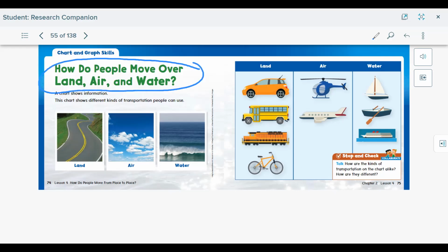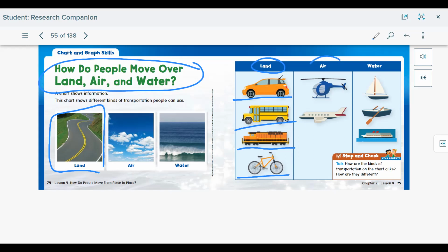How do people move over land, air, and water? A chart shows information, and this chart shows different kinds of transportation that people can use. Right here, this is telling us what we can use on the land. We can use cars, buses, trains, bicycles. We use those on the land. We see over here, this is the land, there are roads.